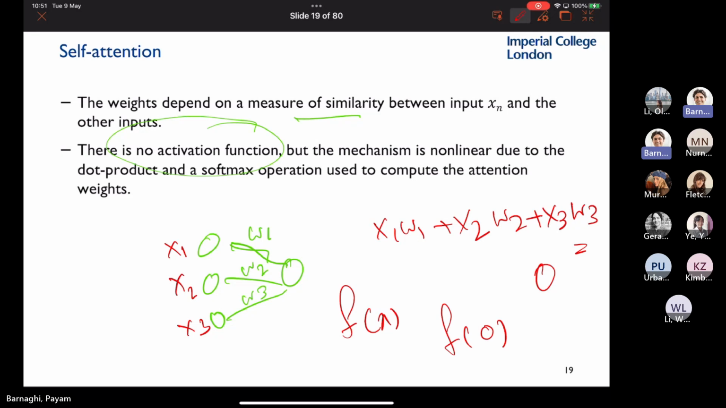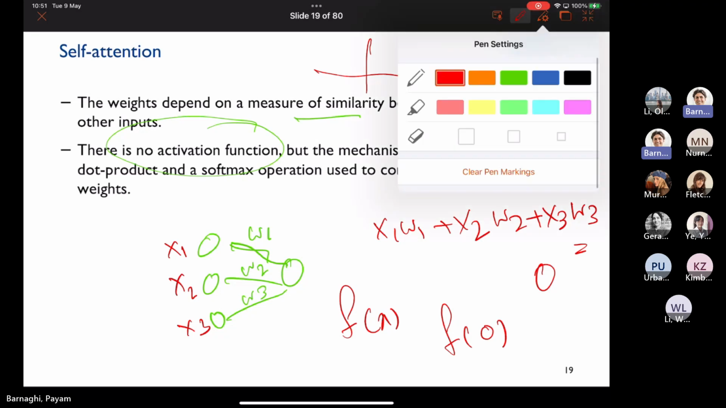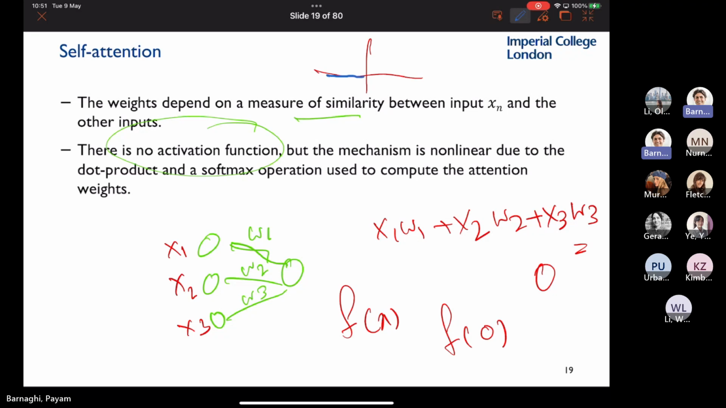For example, one activation function is called ReLU. ReLU is 0 for any negative values, and for any positive values it just outputs itself. This is one of the most common activation functions used at the moment in deep neural networks. Let's say if our value was 5, ReLU will output 5. If our value was minus 0.1, it will output 0. And that adds non-linearity in neural networks.